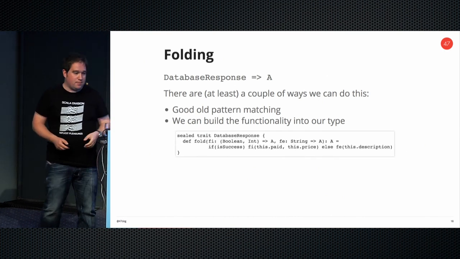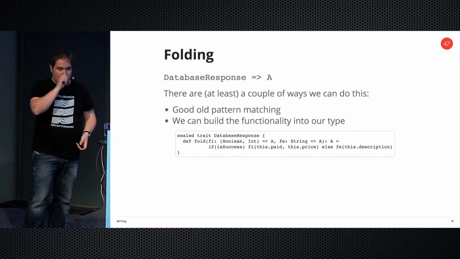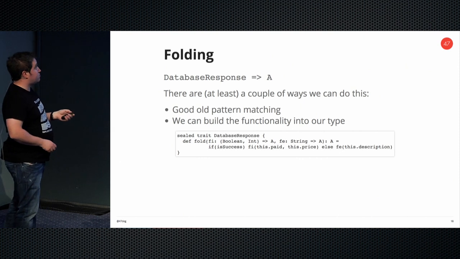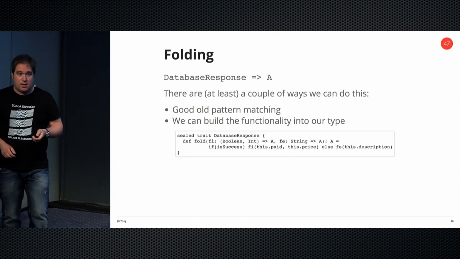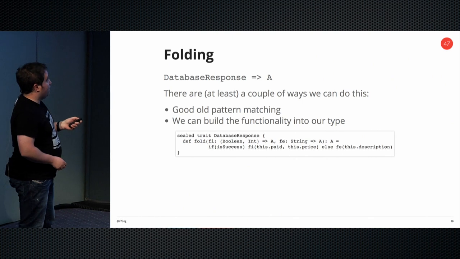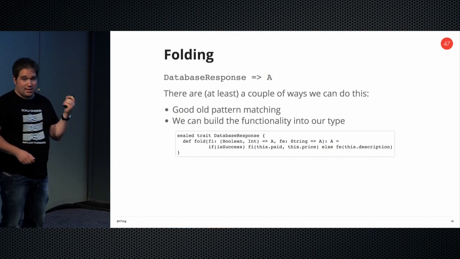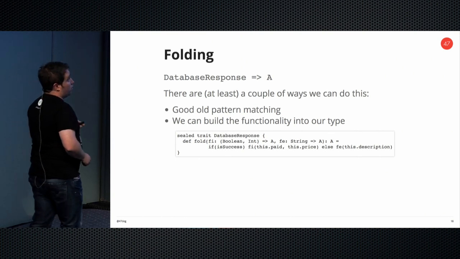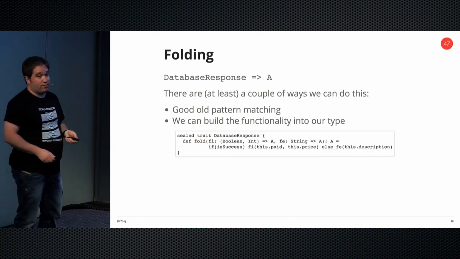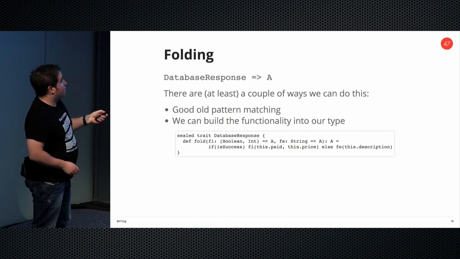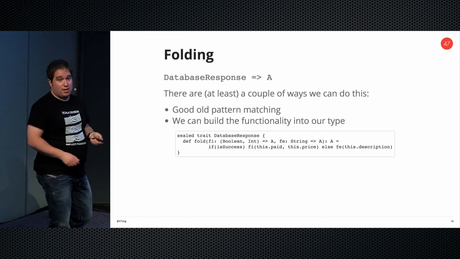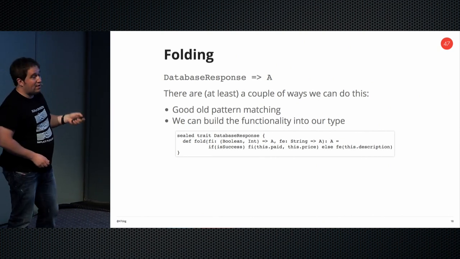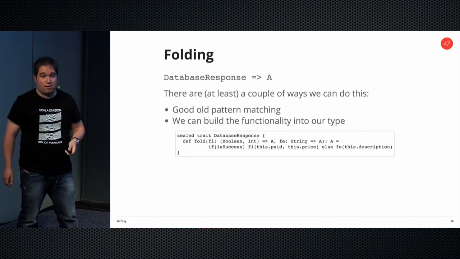If we go back to our original trait, we can add a method on the trait, which I've called fold. It's a higher order function, so there are two parameters here. The first one is a function that takes a pair of arguments and returns some type A. The second one takes this string and returns an A, and then the whole thing returns an A. Hopefully you recognize these types from the previous slides. These are the values that made up our invoice type, and this string was our error message.